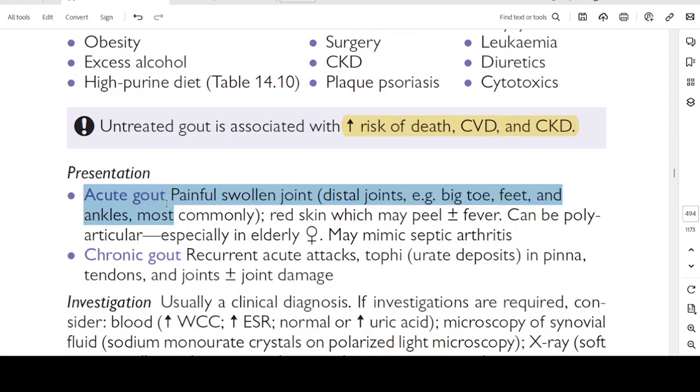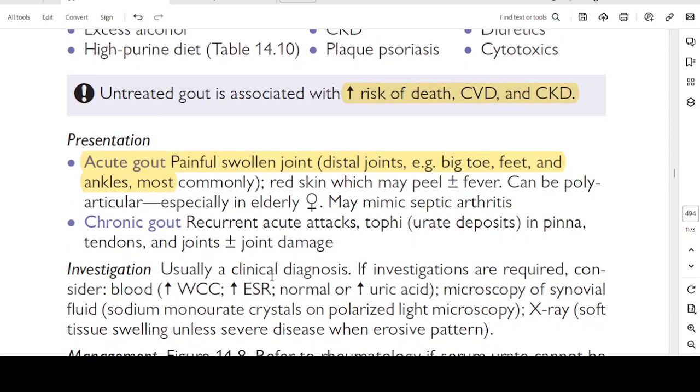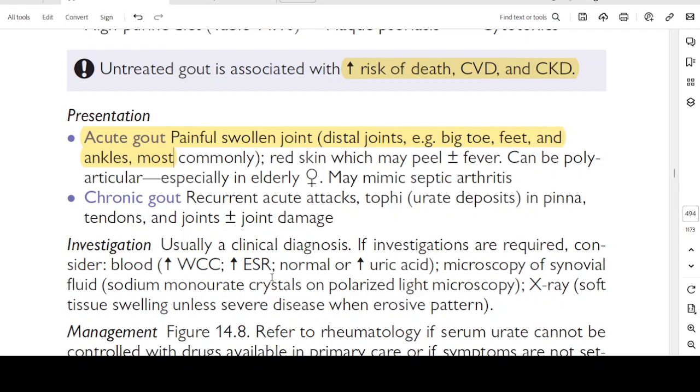Presentation. Acute gout: painful swollen joint, most commonly distal joints, for example the big toe, the feet and the ankles. Red skin which may peel, plus or minus fever. It can be polyarticular, especially in elderly males and elderly females, and may mimic septic arthritis. Chronic gout: recurrent attacks, tophi, urate deposits in the pinna and tendons and joints, and joint damage.